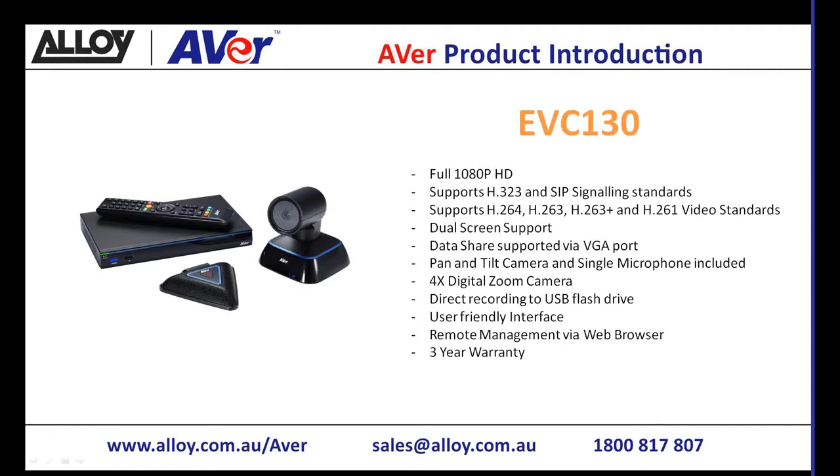With the EDC 130, I'm also going to talk about another model, the 130P. But for this one, that will be the 4 times digital zoom camera. One of our key selling points is direct recording onto USB. We are the first hardware manufacturer to do this, building recording to USB in. Anyone can just use their own USB, plug it in, and press a single button for recording.